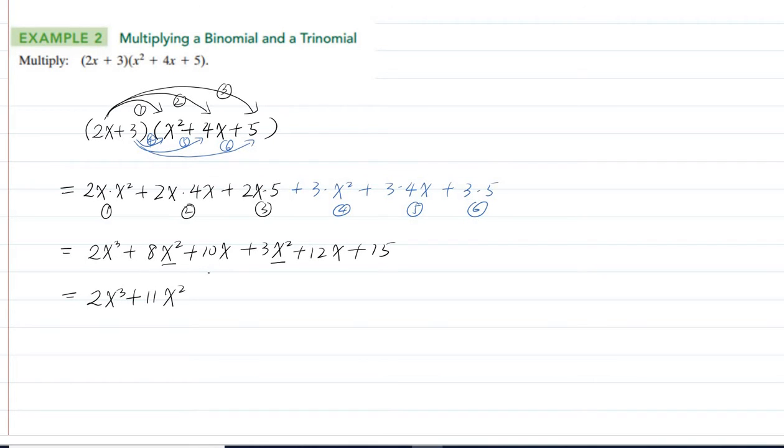Then we have 10x. Then we have 12x. That gives us 22x. Then we look again, is there any other numbers by itself? So there's none, so we're just going to write plus 15. So that is your final answer.